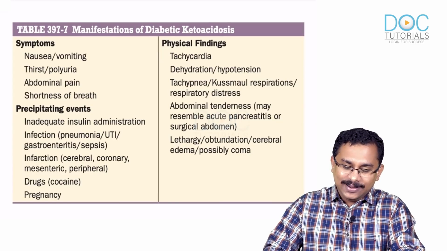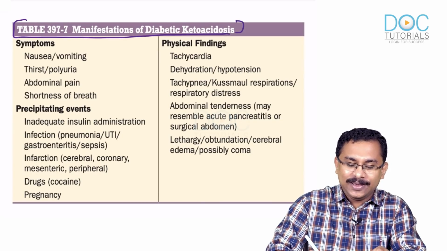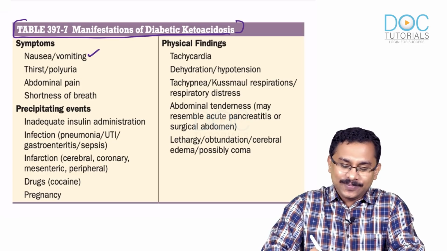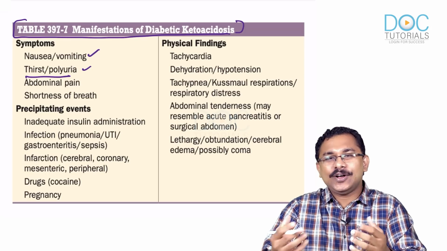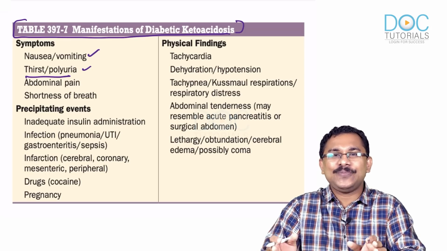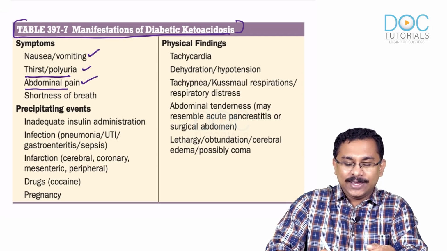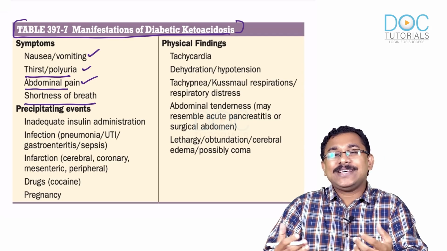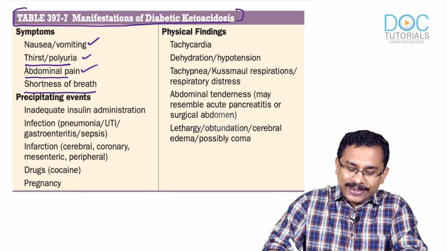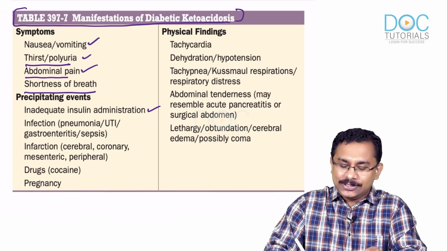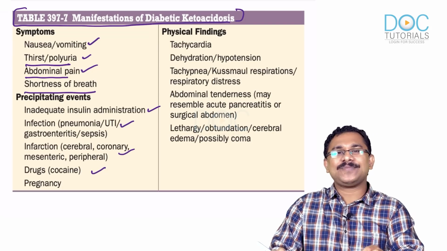Let's have a look at the table from Harrison on the manifestations of DKA. You will have nausea, vomiting. Yes, thirst and polyuria like any diabetes, because there is water loss also. So he'll be feeling thirst, abdominal pain, sometimes an acute abdomen, and sometimes there may also be shortness of breath. Precipitating factors we have already seen: inadequate insulin administration, infections, infarctions, drugs, pregnancy.